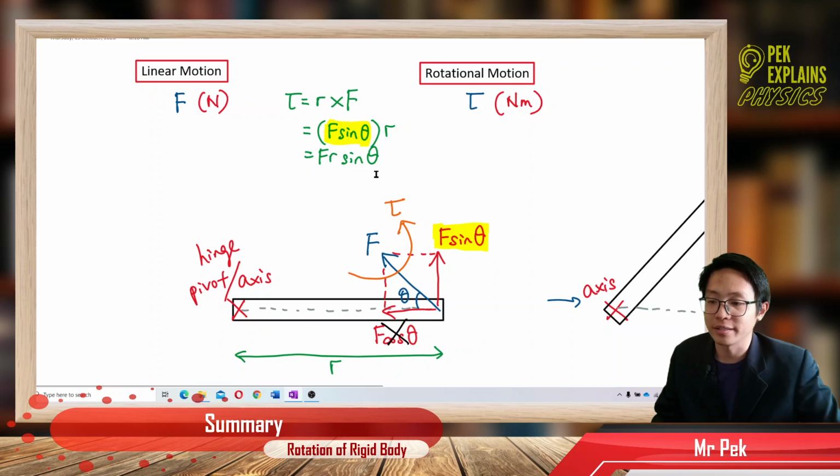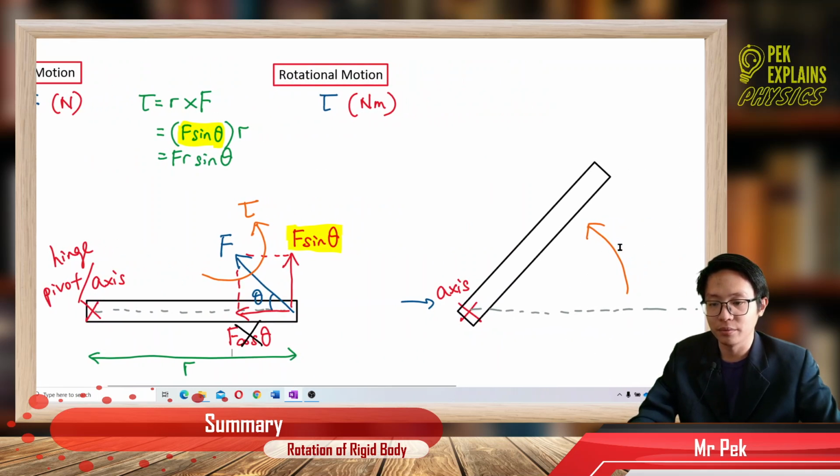Then we have Fr sine theta. This r goes in between, we have Fr sine theta. That's why the cross product for torque uses sine theta. Why sine theta? Because it uses the perpendicular component. Okay, that's how simple. Once it rotates, the object will move upwards.